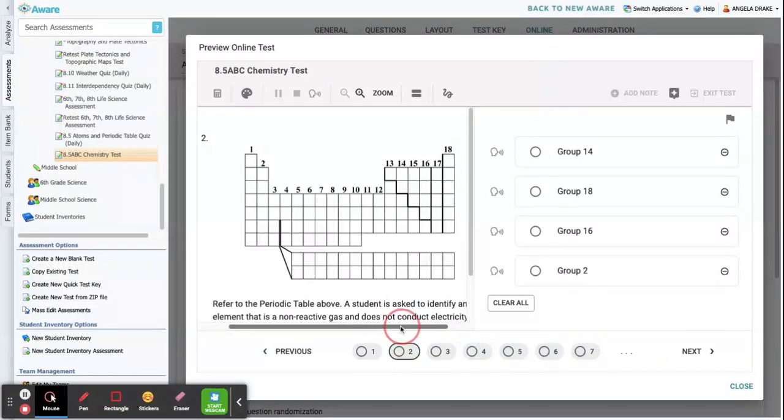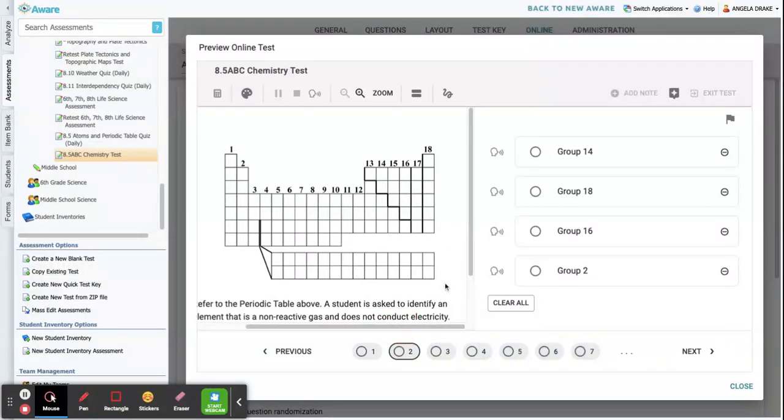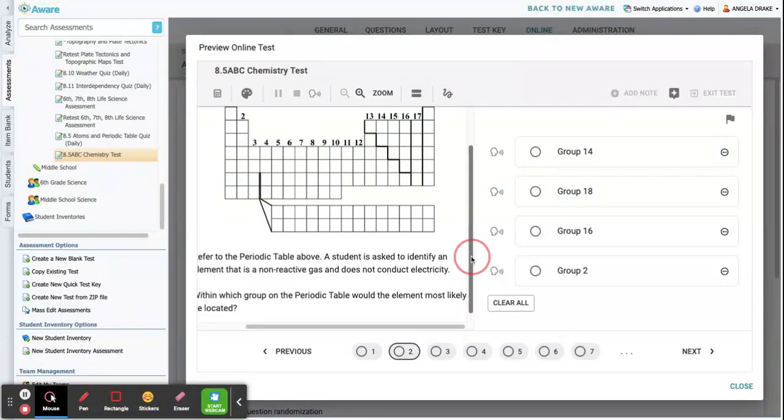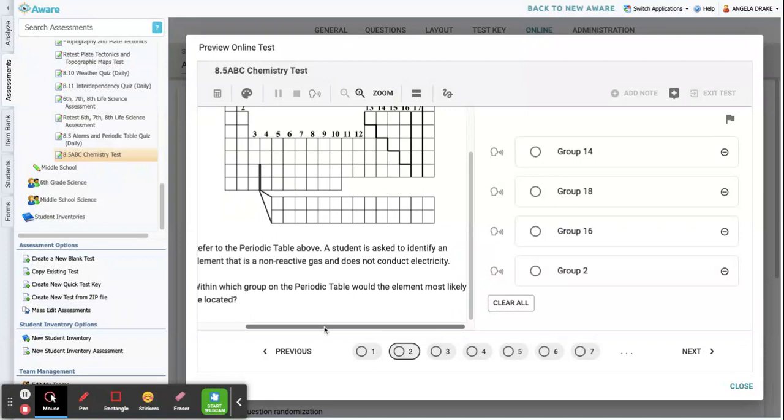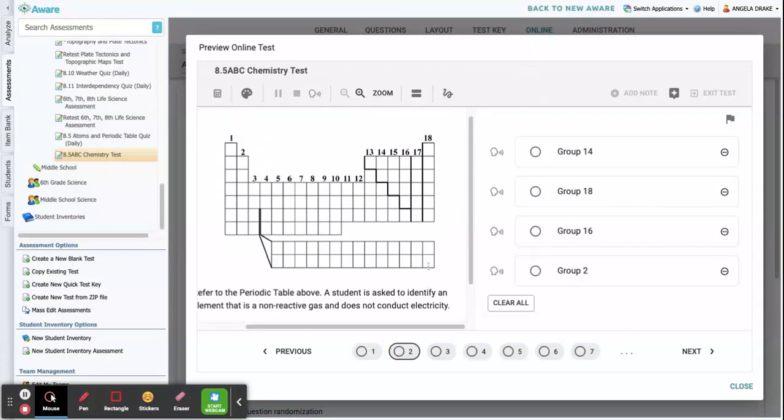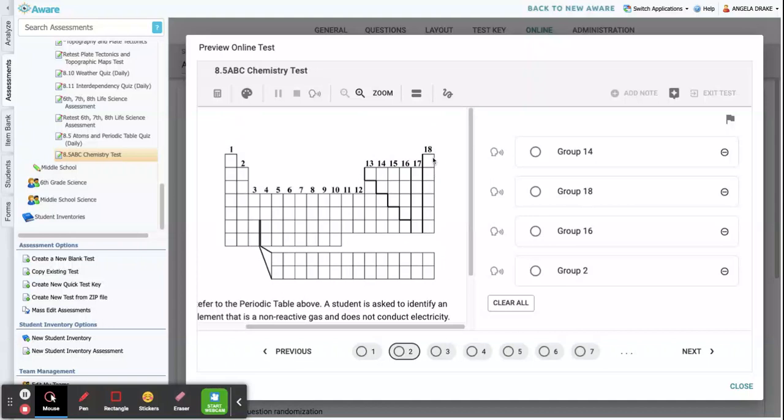All right, next one. It says refer to the periodic table above. A student is asked to identify an element that is a non-reactive gas and does not conduct electricity. Within which group on the periodic table would this element most likely be located? This is super easy. The noble gases, group 18, are the ones that are non-reactive. So I don't even have to look at any others. It should be group 18. This last group is the one that has the 8 valence electrons. Their rings are all full, so I don't need to go any further with that.